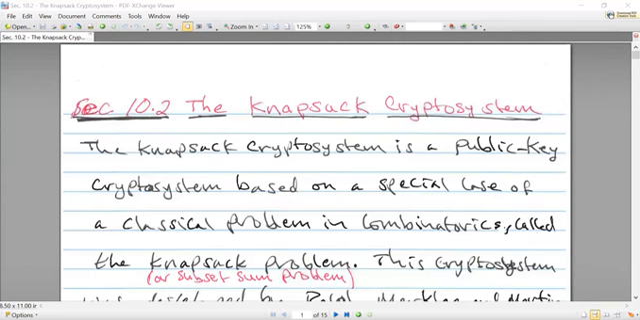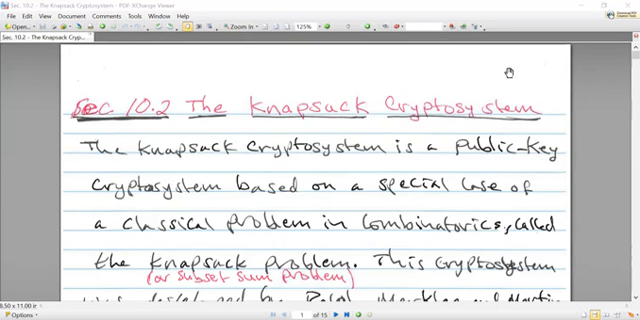All right, so I'm going to continue on section 10.2. And in this section, we're going to introduce another public key crypto system called the Knapsack Cryptosystem. In fact, this is one of the oldest or earliest public key crypto systems that was introduced in 1978.